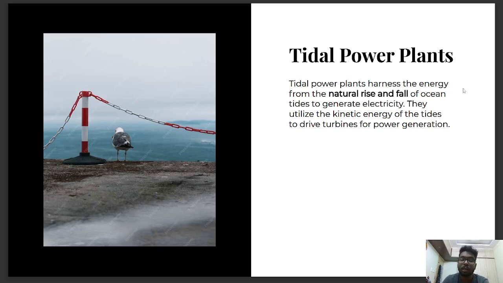And yeah, this can only be done on the high tide. When the water is in the low tide, tidal power plant doesn't work, and this can be only established in the seashores or basically in the ports.